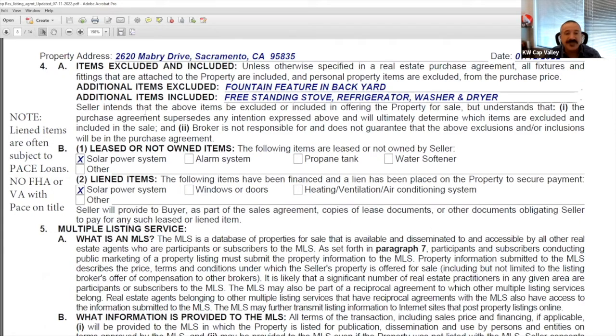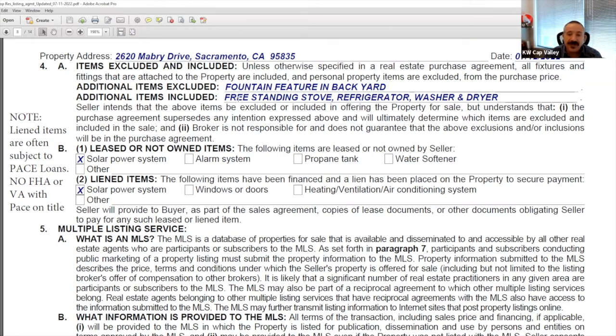But here, for purposes of the listing agreement, we have a spot where, and this is between you and the seller, this has nothing to do with an actual contract. So if the seller tells you here that the fountain feature in the backyard is to be excluded from the sale, and the freestanding stove, the refrigerator, the washer and dryer are to be included.